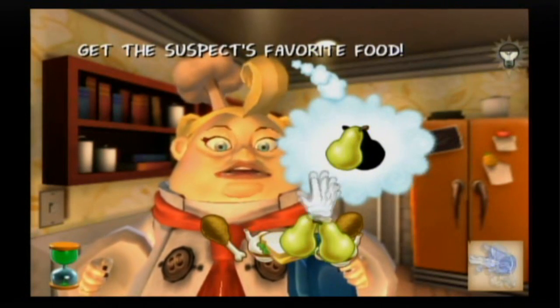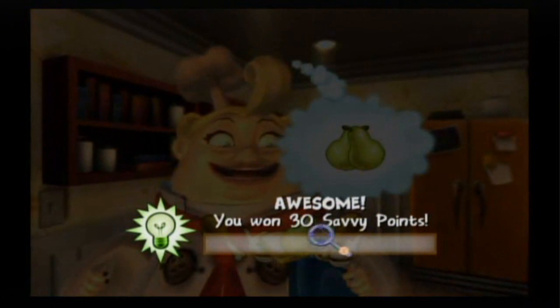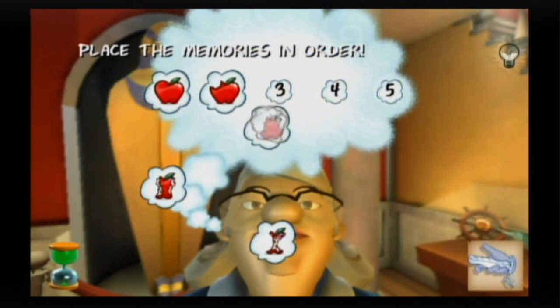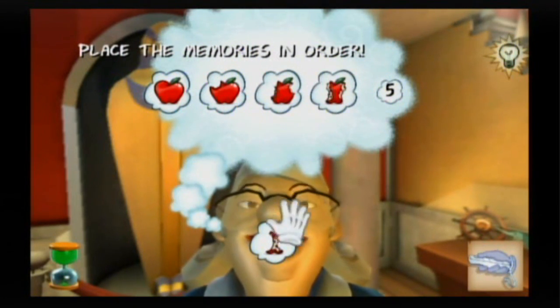All right, little Wiiviewer, Guilty Party for the Wii. Would you buy, rent, or skip? Buy, because it's a very fun game. I'm actually leaning towards rent.